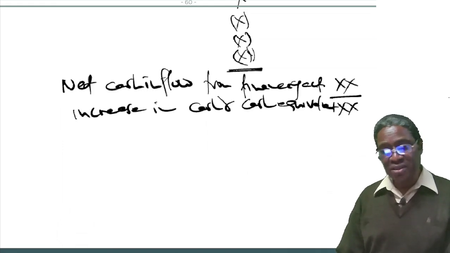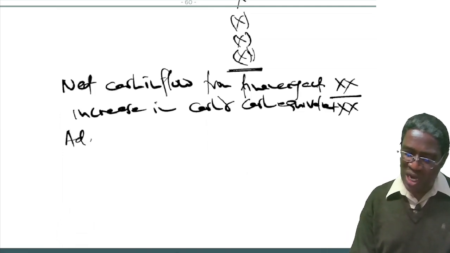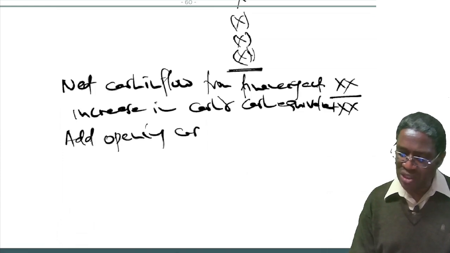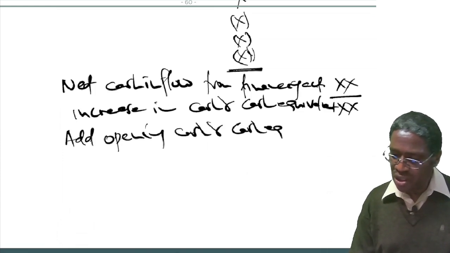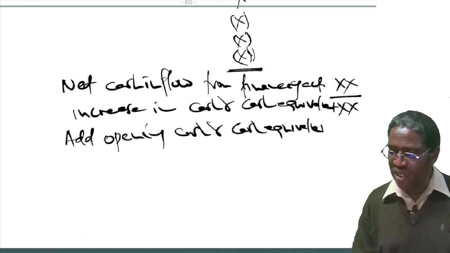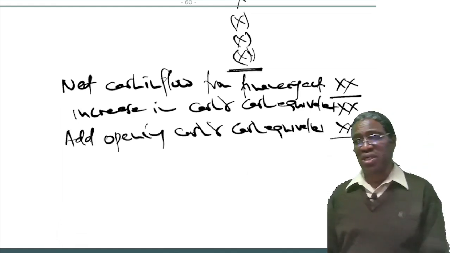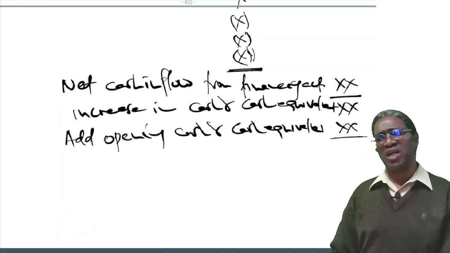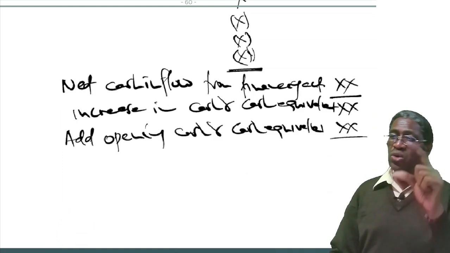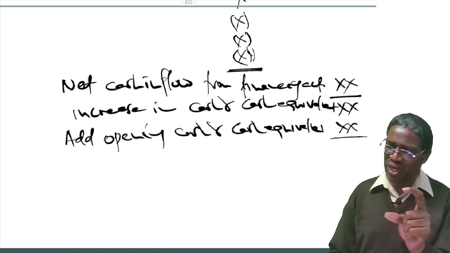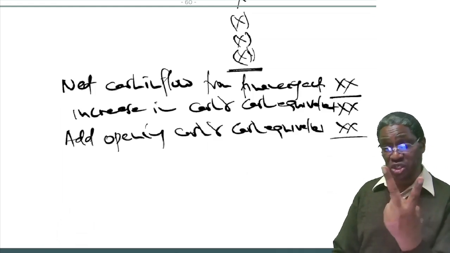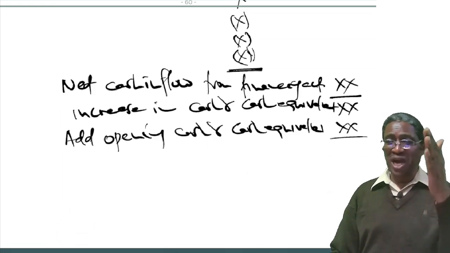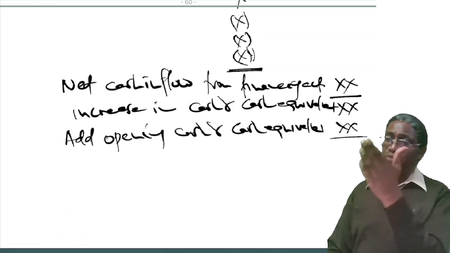Then from there you had to add what you used to call opening cash and cash equivalent, whatever it is. Remember, listen, any question the examiner gave you for cash flow, he had always to give you an income statement for the current year and two balance sheets, or what we can call statement of financial position. One balance sheet for last year and one for this year.